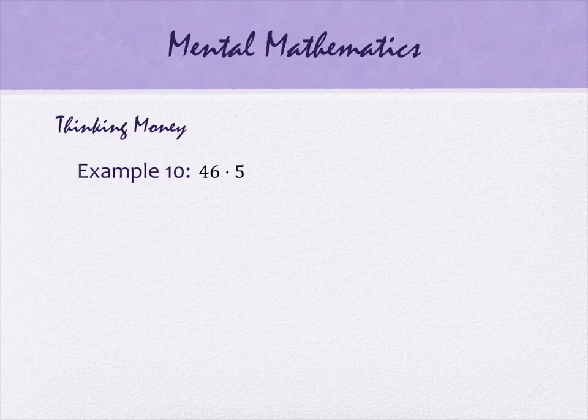In particular, a 5 correlates to what coin? This is a nickel. So what this is equivalent to, because it's a 5, this is very specific, right? And you can't just have a random number, like 6 doesn't work here. It's 5 because it's a nickel, is that I have 46 nickels.